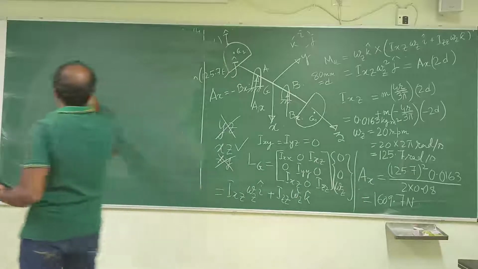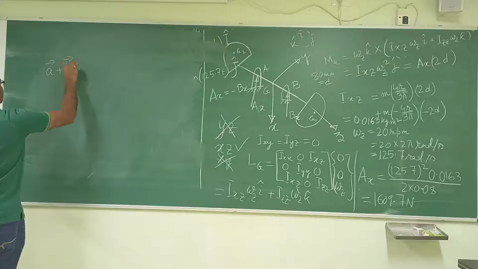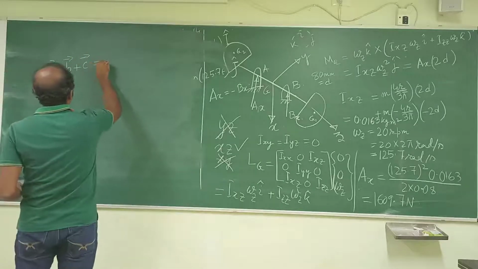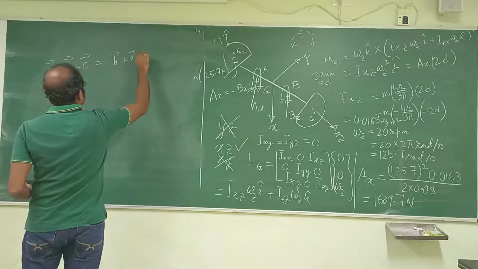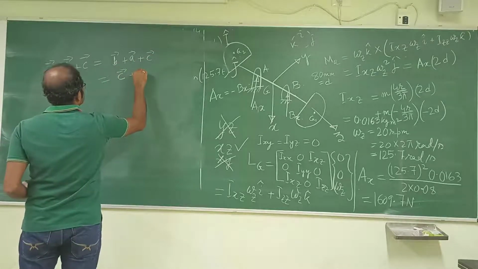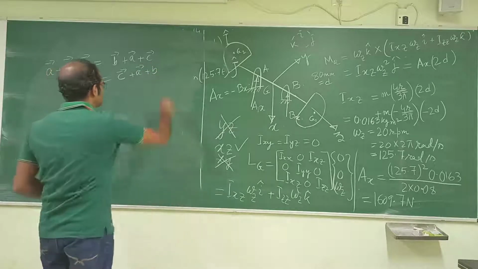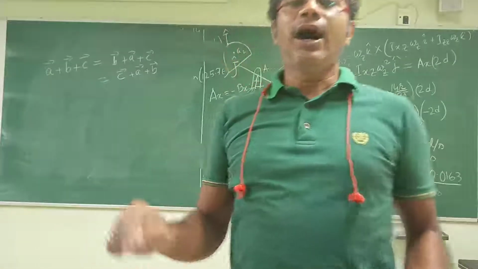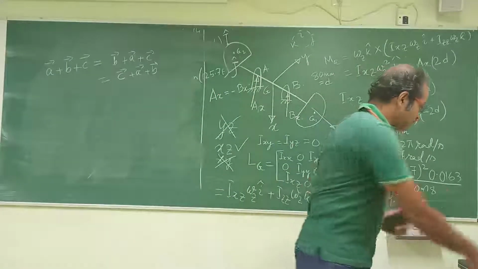Say suppose A, B and C are the 3 vectors in the same vector space. Then you can write B plus A plus C, or you can write C plus A plus B. Right? Say yes or no? That means if A, B and C are 3 vectors of the same vector space, then you can write it like this. Now let us do an experiment.